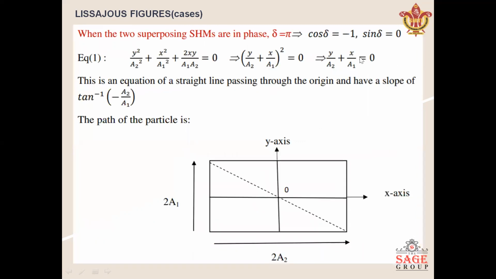So when the value of delta is equal to pi, that is the other case, there is a phase difference of delta, and this delta is pi.